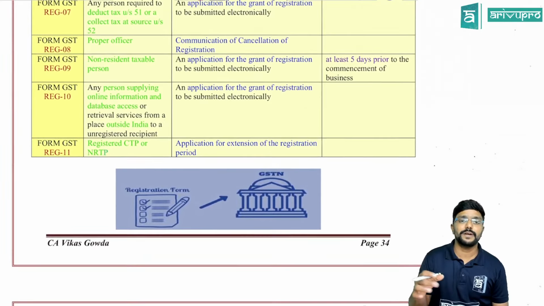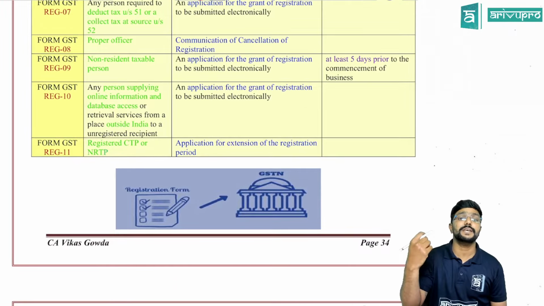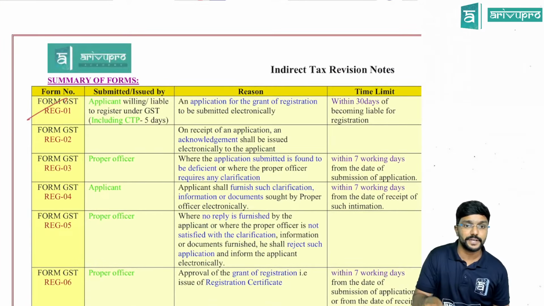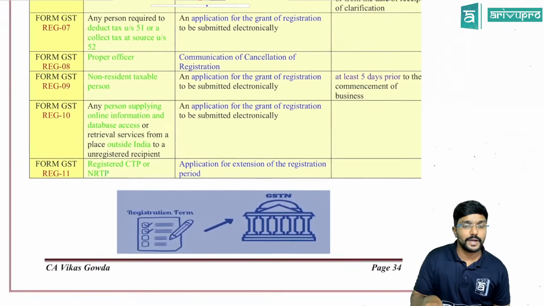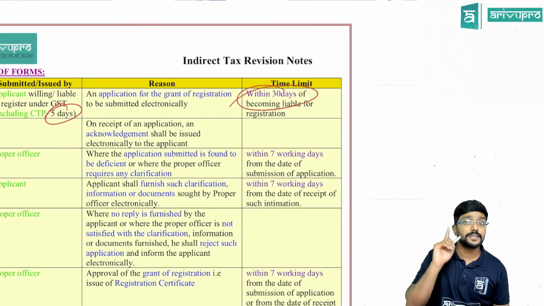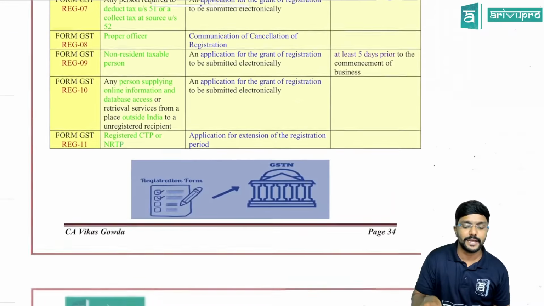Then NRTP we already discussed, they have to make an application in REG 9, whereas CTP will make an application in REG 1 only. I mentioned it, including CTP. And for them the time limit is 5 days prior to commencement of business, whereas for others it is 30 days from the date on which they are liable.